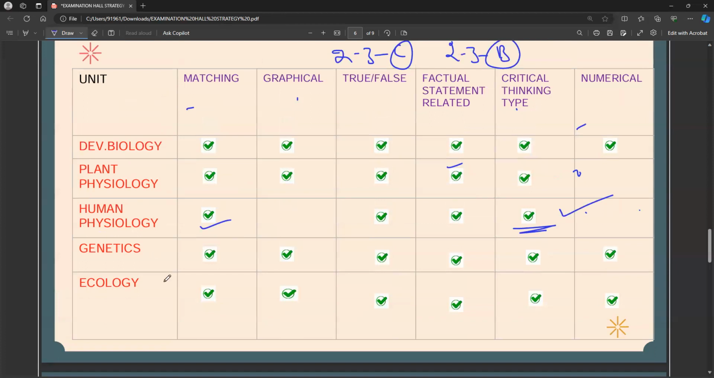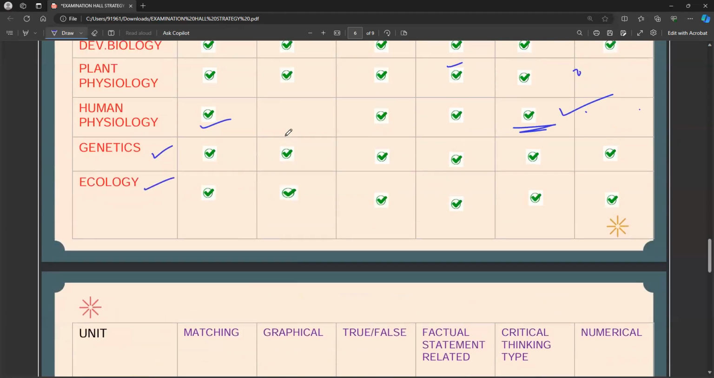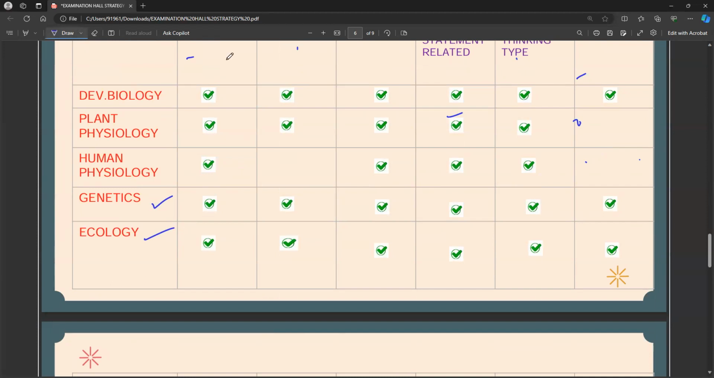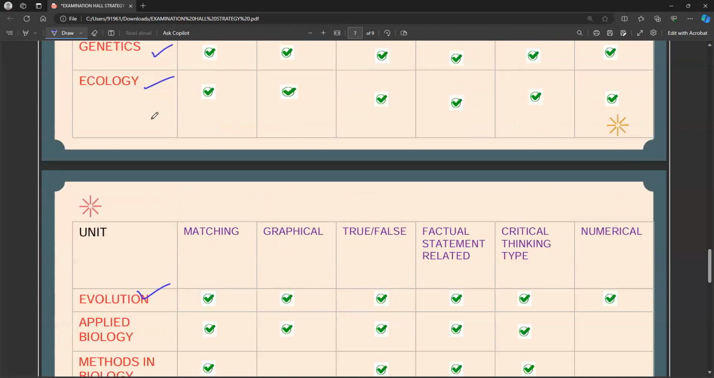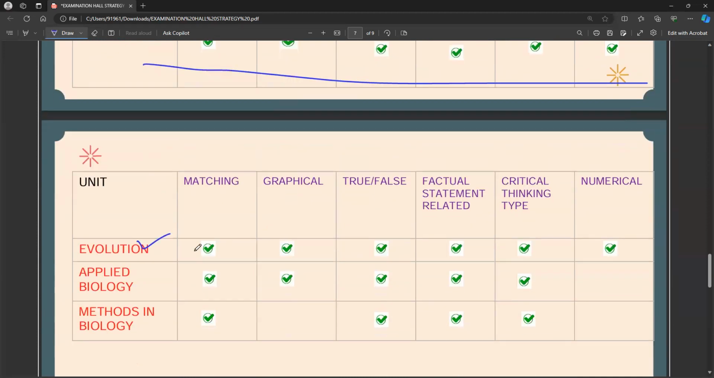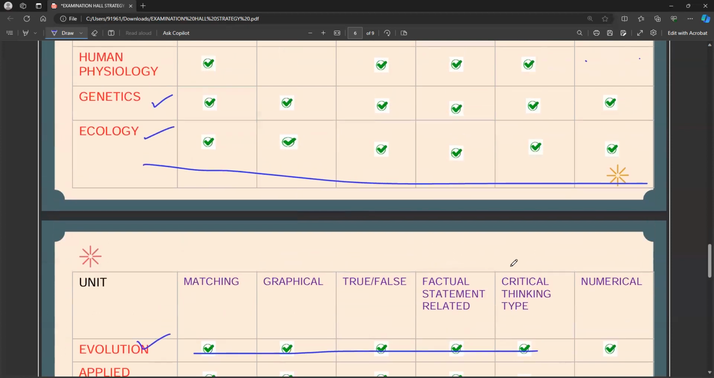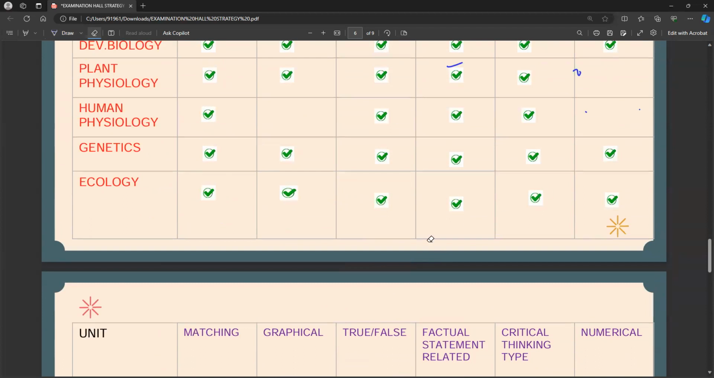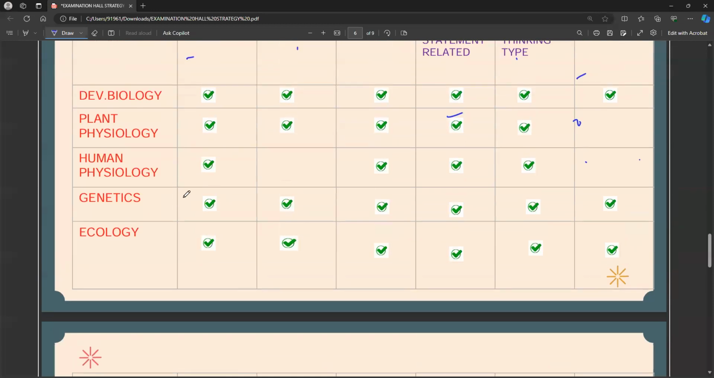Whether you are botany, zoology, biotechnology, biochemistry, or microbiology, whatever your specialization, I don't encourage any student to leave genetics, ecology, and evolution. Why? If you look into the 2023 question paper and the 2022 question paper, the highest number of questions come from ecology and evolution. If you leave ecology and evolution, you are making a blunder, and it is extremely difficult to crack the exam. Never neglect that.